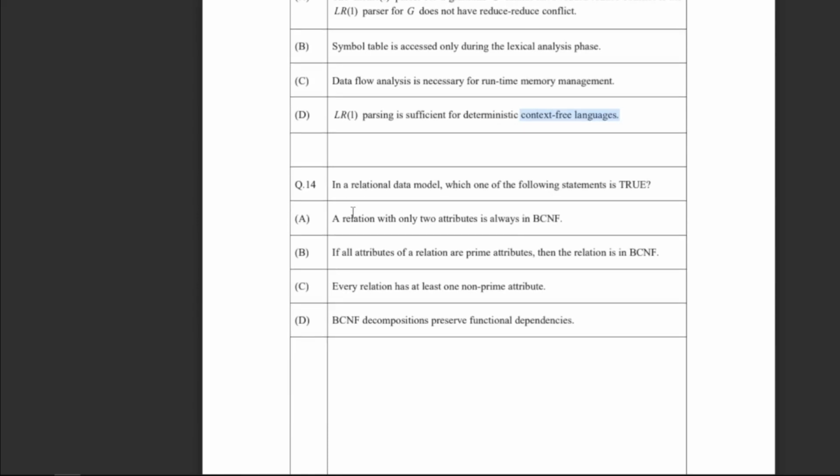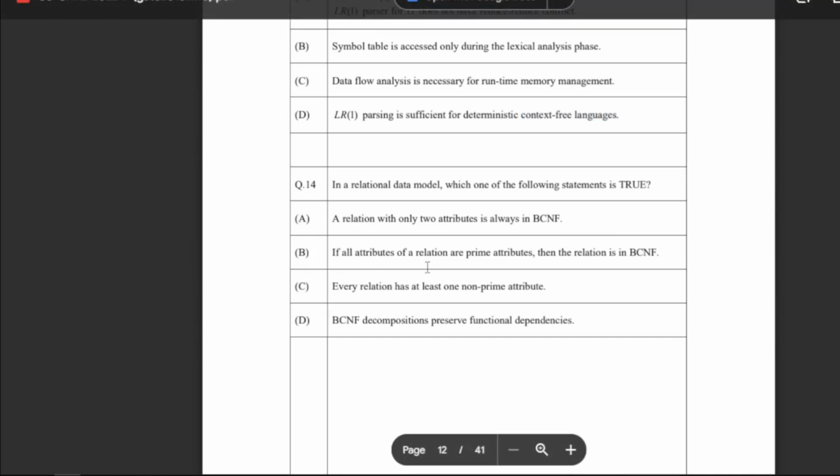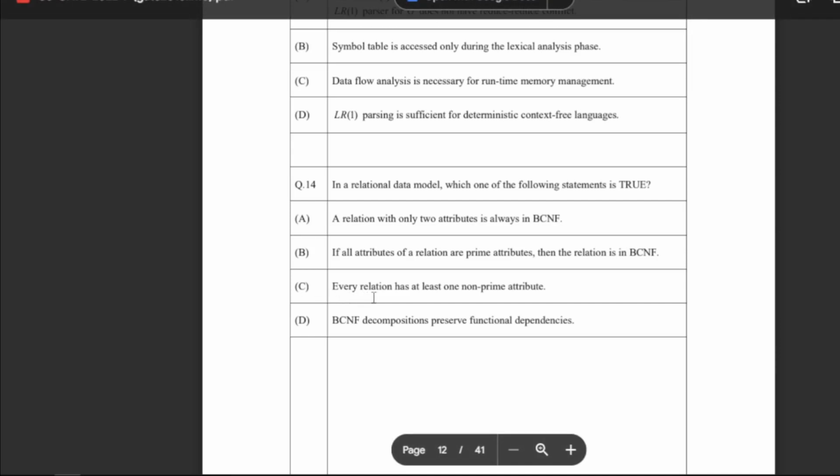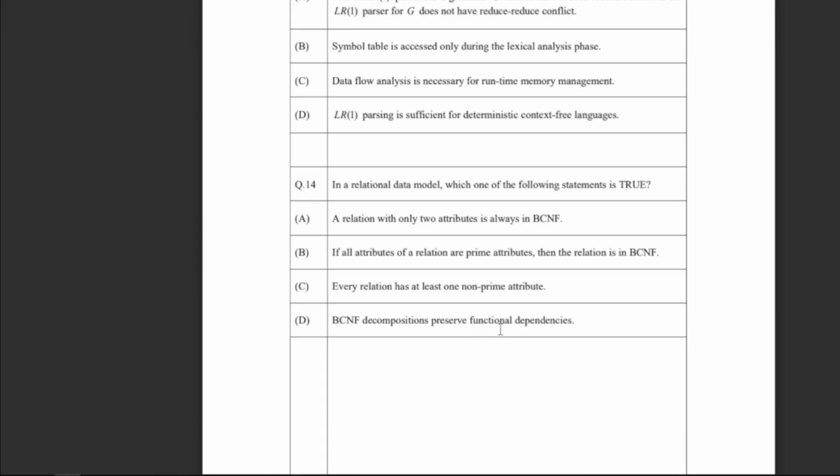Now in a relational data model, which one of the following statements is true? A relation with only two attributes is always in BCNF. If all attributes of a relation are prime attributes, then the relation is in BCNF. Every relation has at least one non-prime attribute, or BCNF decomposition preserves functional dependency.